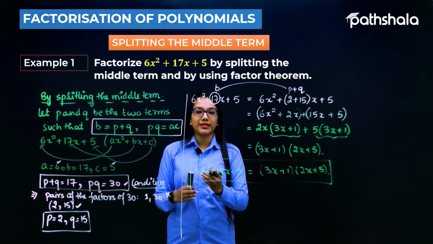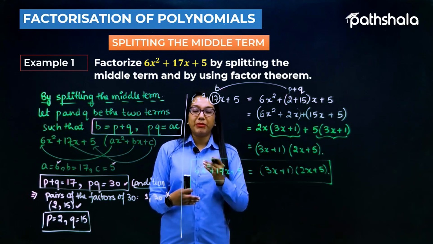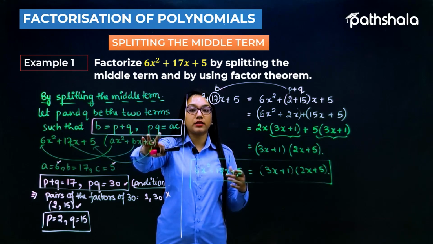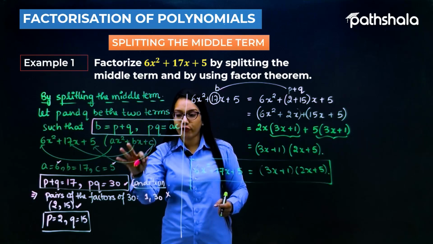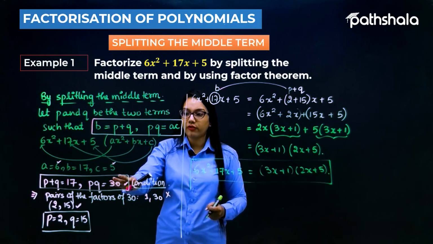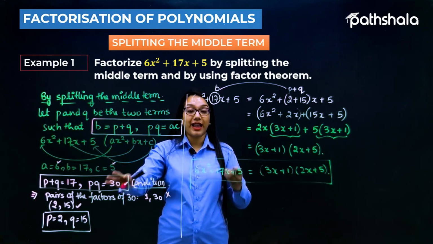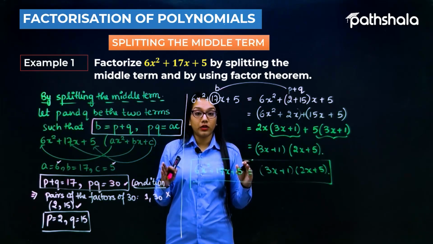I hope all the steps are clear to you. Always remember to take the two terms in such a way that B can be expressed as the sum of the two terms P plus Q, and their product is equal to AC. After following these steps, you have to look out for the pairs of factors of the multiplication AC in such a way that they can be expressed in this particular formation. I hope all the steps are clear to you.